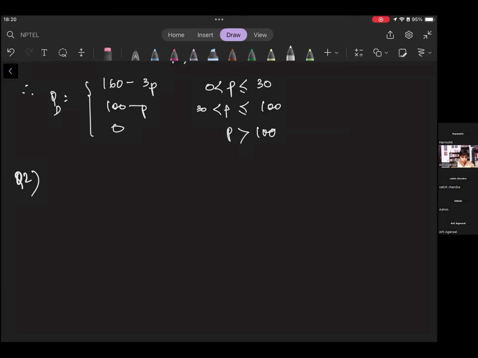Okay, the demand is given by P is equal to 1000 minus 2QD, and supply is given by... this is the inverse demand and inverse supply function. Okay, yes, some people have answered and I think it is correct. Let me just check. Chitu.